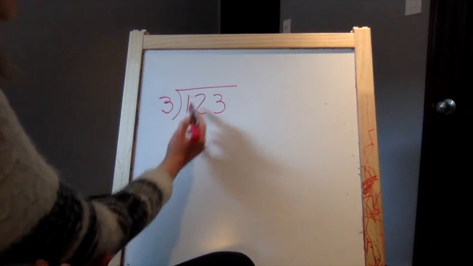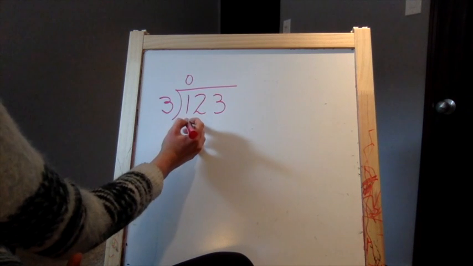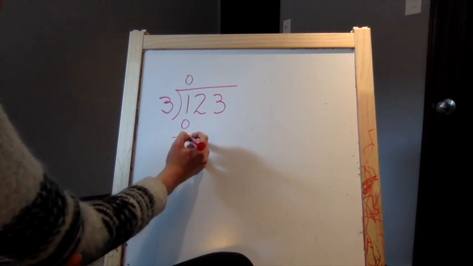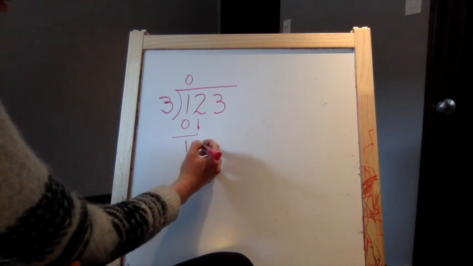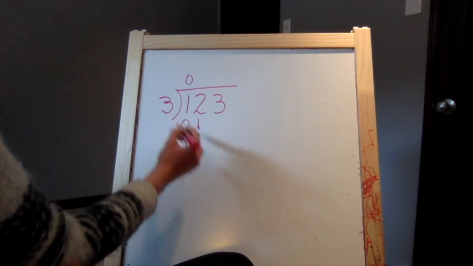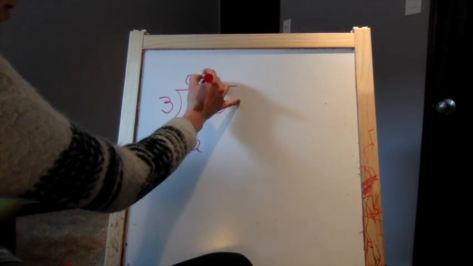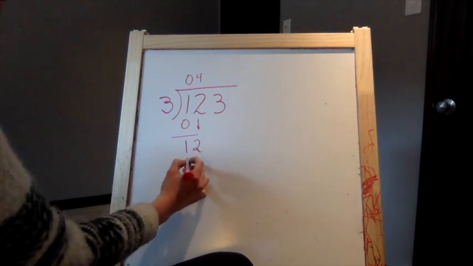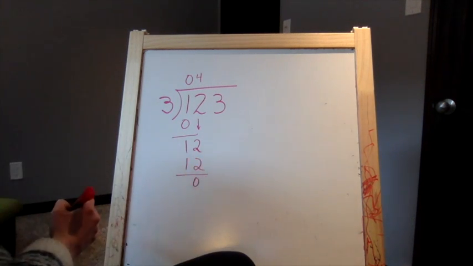So 3 goes into 1 no times. It will not fit into 1. 3 times 0 is 0. 1 is my difference because 1 subtract 0 is still 1. I'm going to bring down the 2. Now 3 goes into 12 4 times. So I put my 4 up here. 3 times 4 is 12 with a difference of 0.